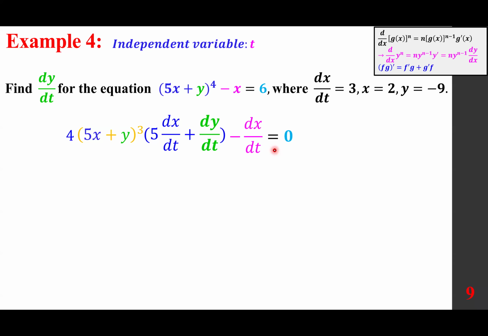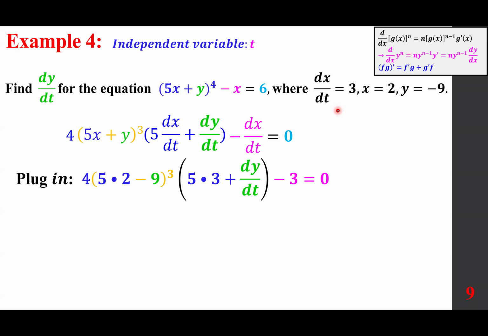Now we're going to plug in, which means we're going to replace the x with 2, y with negative 9, dx/dt with 3. So just plug in. So 5 times 2, 10. Minus 9 is 1. This is 1. Cube it doesn't make any difference. It's still 1. This is 15.